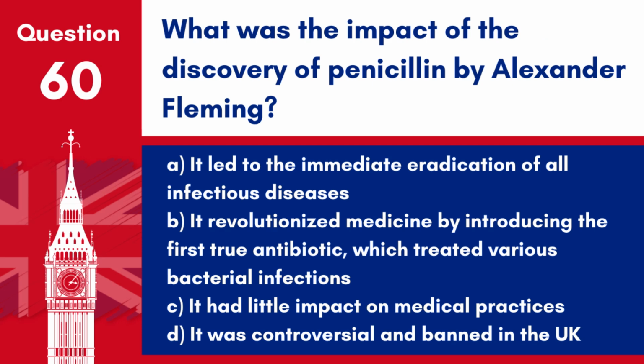Question 60. What was the impact of the discovery of penicillin by Alexander Fleming? A. It led to the immediate eradication of all infectious diseases. B. It revolutionized medicine by introducing the first true antibiotic, which treated various bacterial infections. C. It had little impact on medical practices. D. It was controversial and banned in the UK.